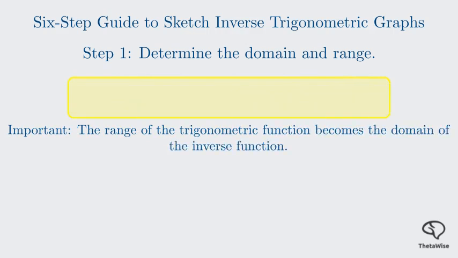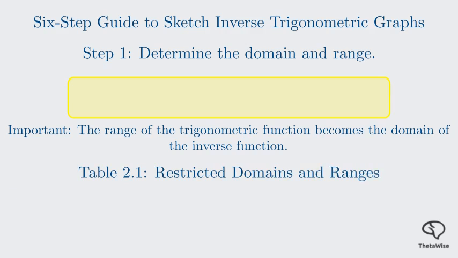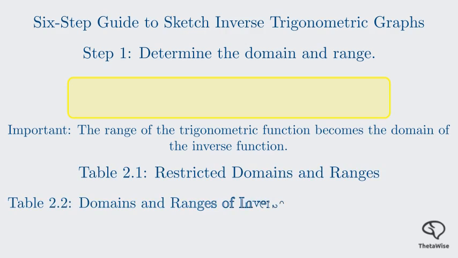The reason we need this is that a normal sine, cosine, or tangent function is periodic. To have an inverse that is also a function, we must restrict its domain to a specific continuous interval where it is 1 to 1. These are the standard restricted domains for the original functions, which you can see in Table 2.1. And here, in Table 2.2, are the corresponding domains and ranges for the inverse functions. We will use this table frequently.